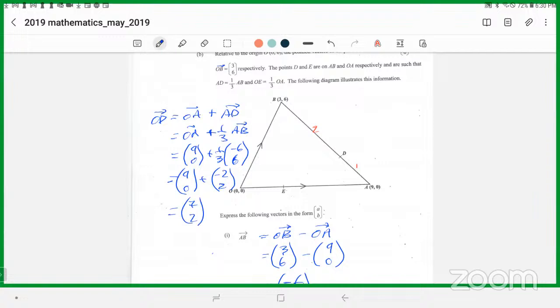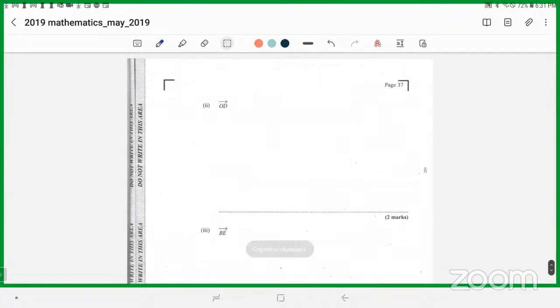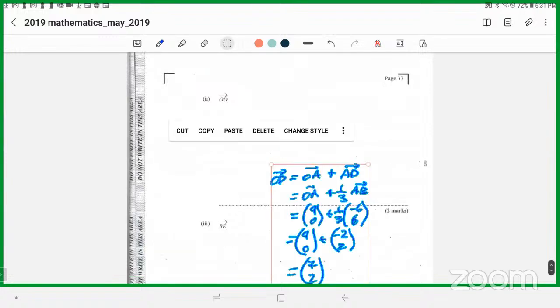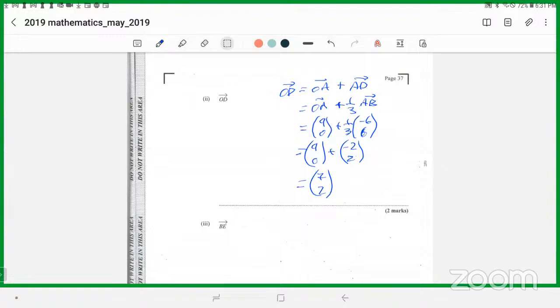7, 2. I can check if it makes sense. It's like I'm saying go from O to D: you're going to go 7 this way, that's what this means, and then 2 up. You got 7, 2, so the answer makes sense. Looks that way, right? So I can accept this answer. I'm going to copy this down and put it right here. That's my OD.